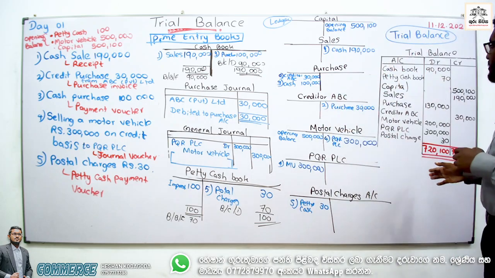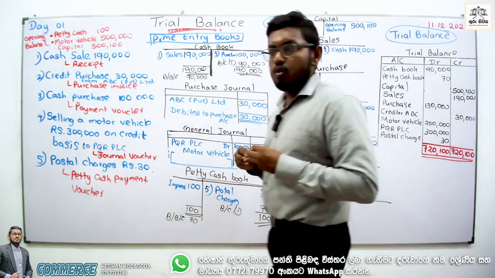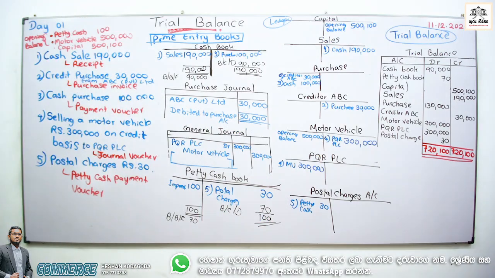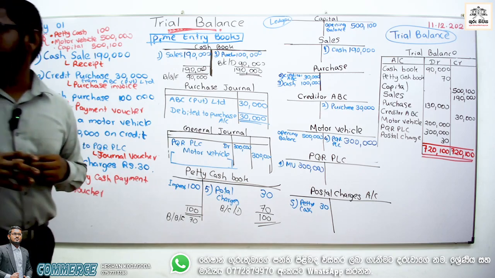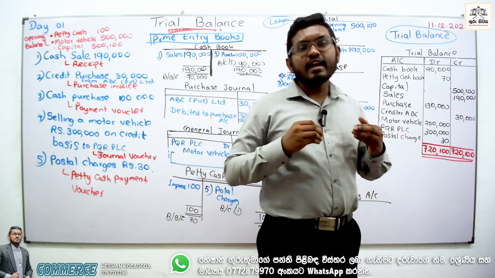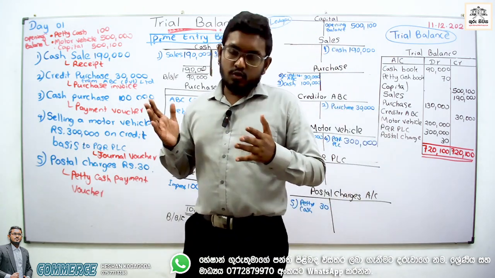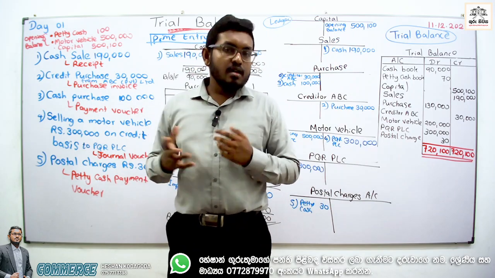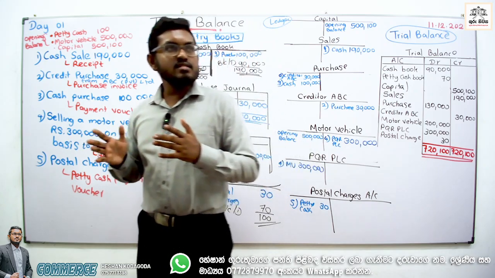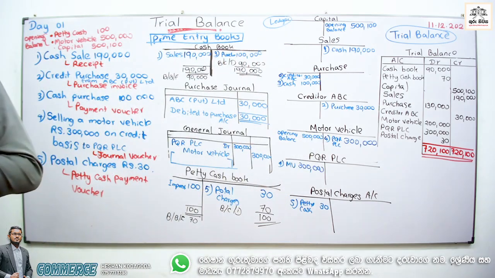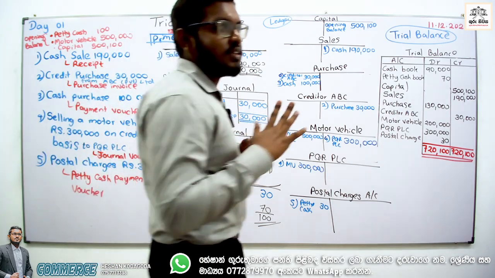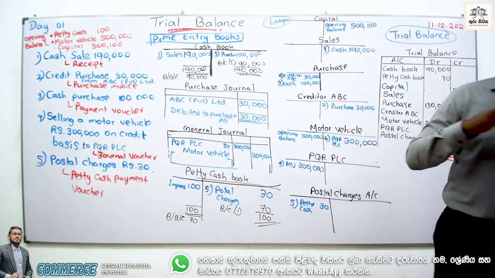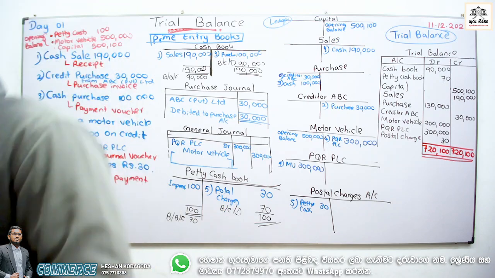Then we need to prepare the trial balance. As I told you, as in your textbook, this is not an account. It's merely a list of balances. We can take it like a summary of the ledger. Cash book also performs the ledger function, so we can take it like a summary of the ledger. Are you okay up to here, guys? Okay, nice. Let's move to the other part.